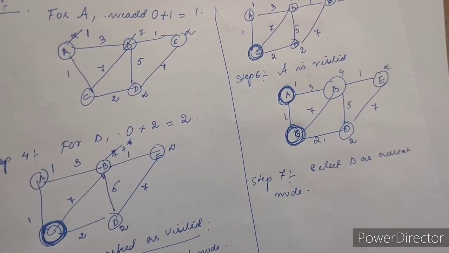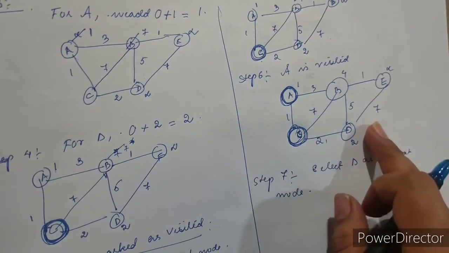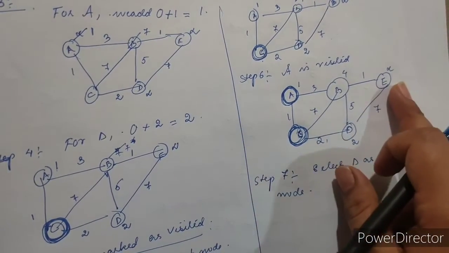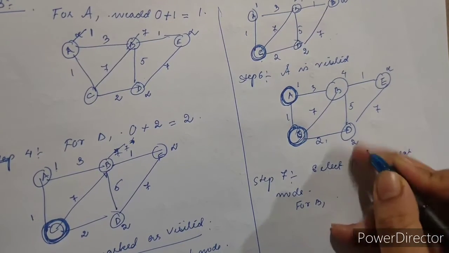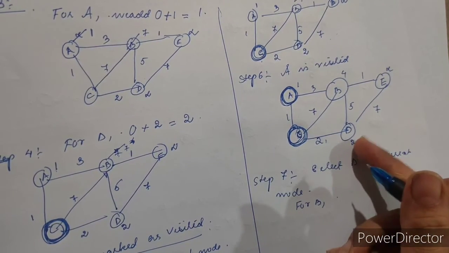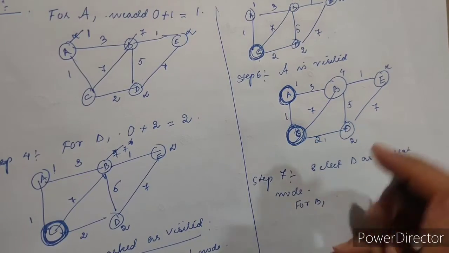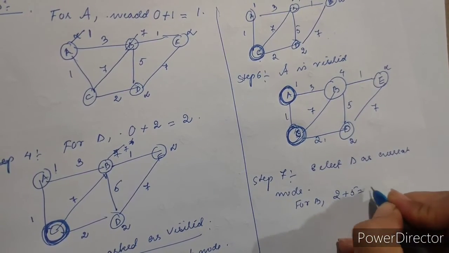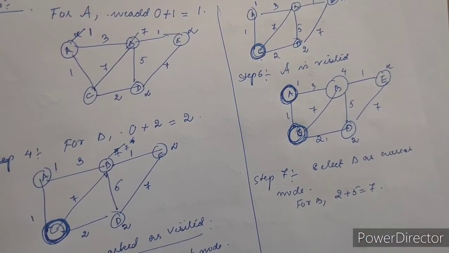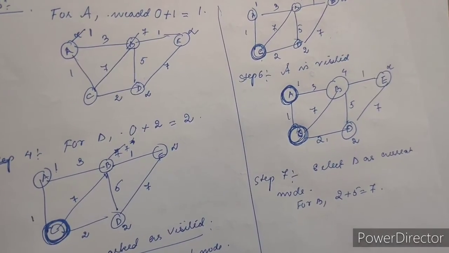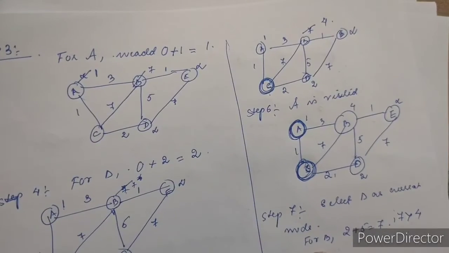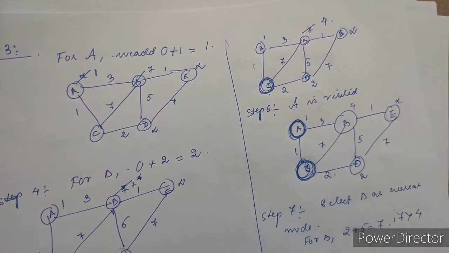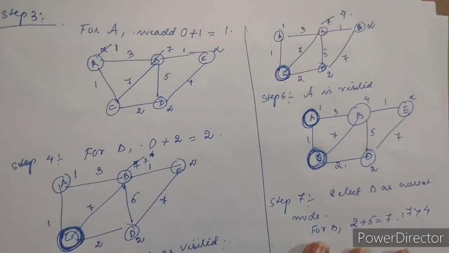So what are the distances for B, D and E? D is 4, E is infinity, so we will select B. For B, what is the distance? The distance is 2, and then the edge from here is 5. 2 plus 5, that is 7. Now compare with the minimum distance. 7 is greater than 4. So leave the distance value at node B as 4 only. There will be no changes.